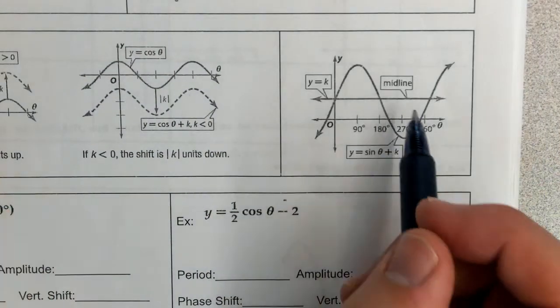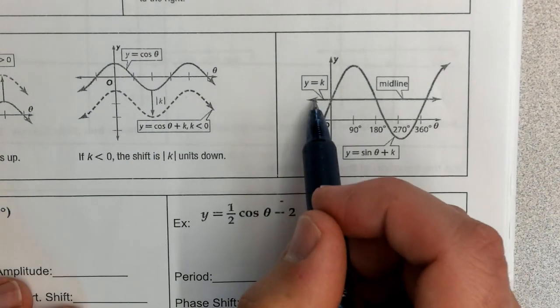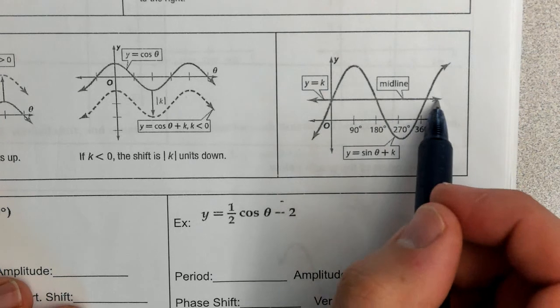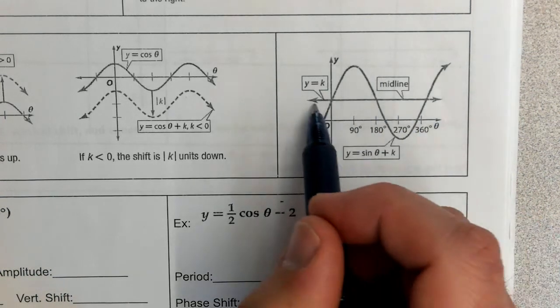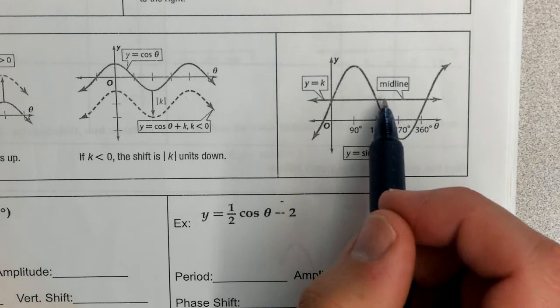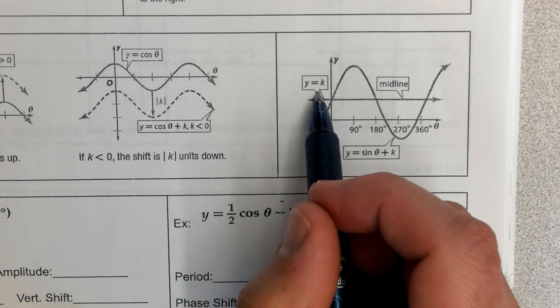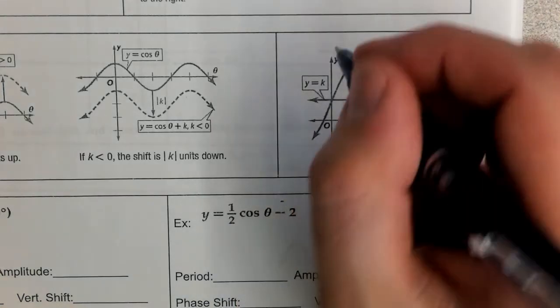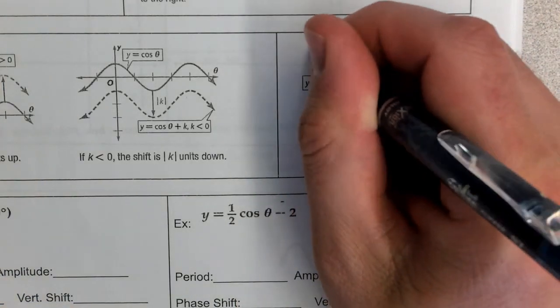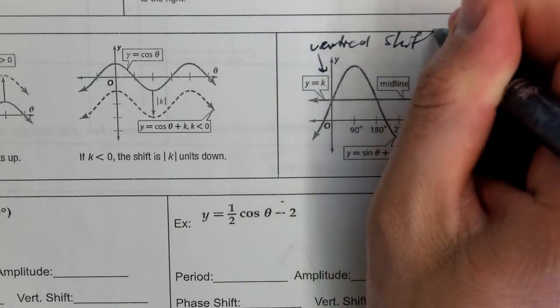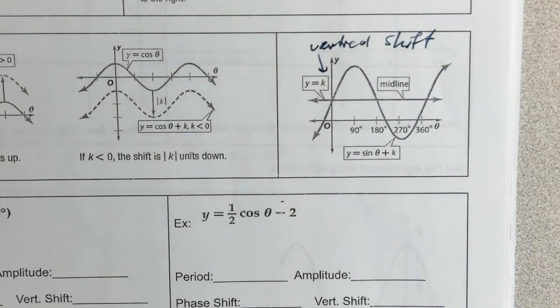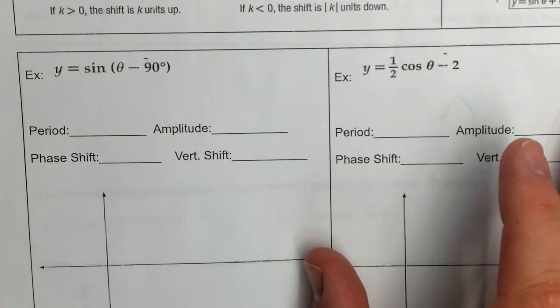The midline is going to be whatever the K value is, and that's going to be the line that cuts the graph in half. We're just talking about sine and cosine curves here. That's also going to be equal to the vertical shift. Okay, so notice that K here is the vertical shift. Sorry, that's pretty poor penmanship, but that's the vertical shift. All right, now let's do some graphs here, okay?